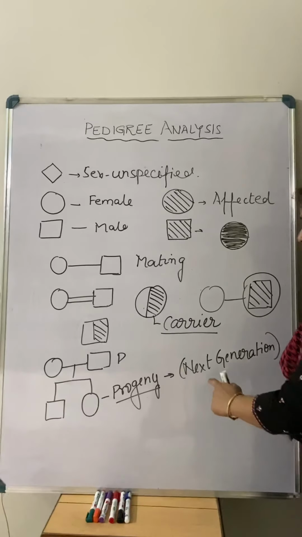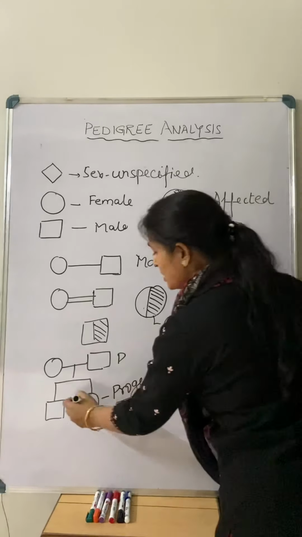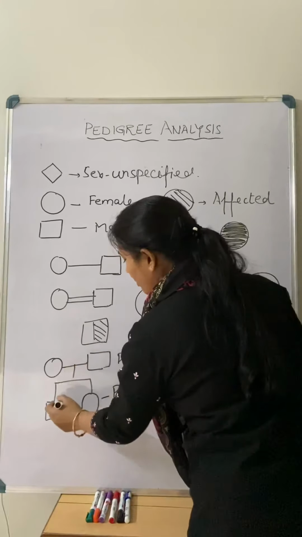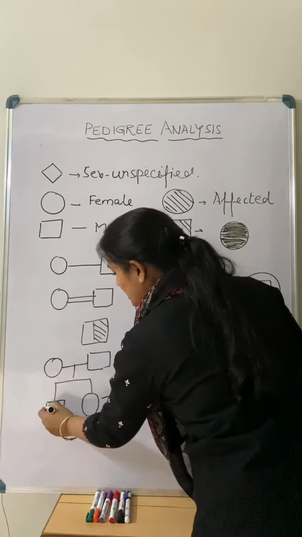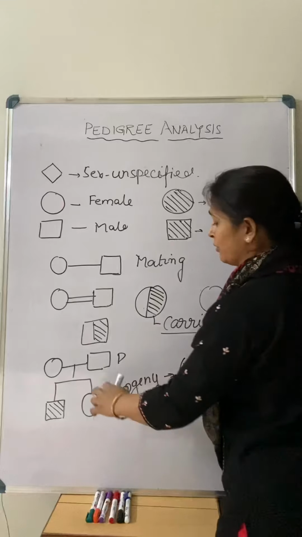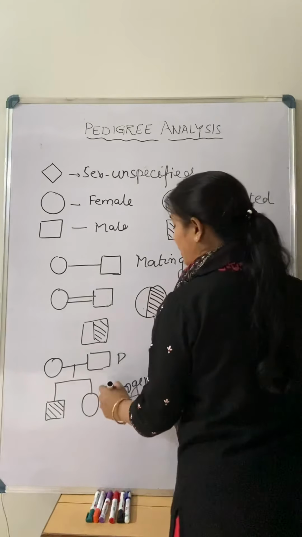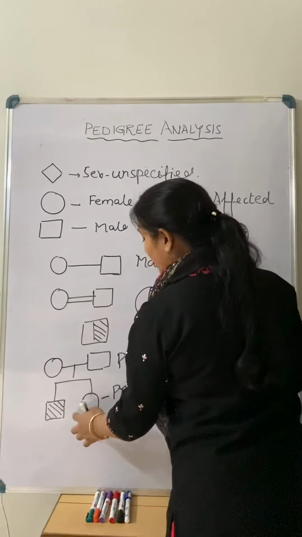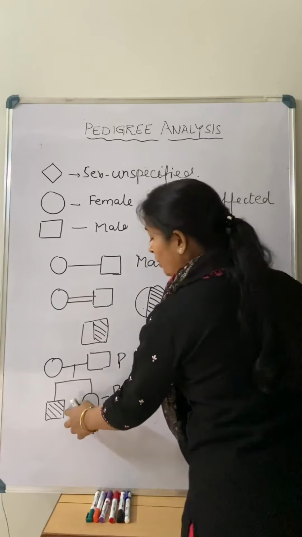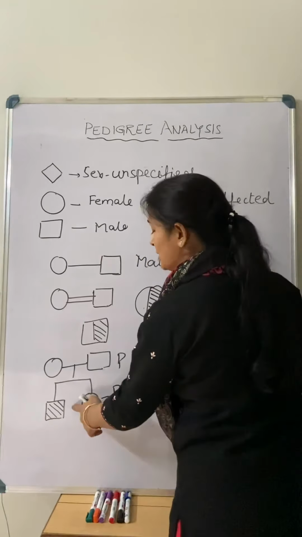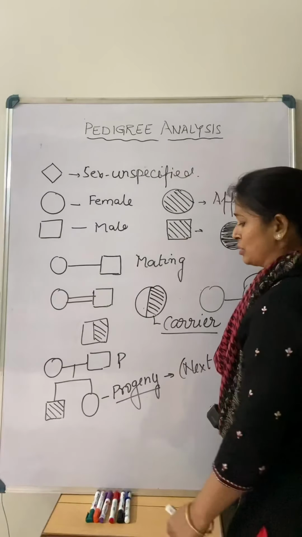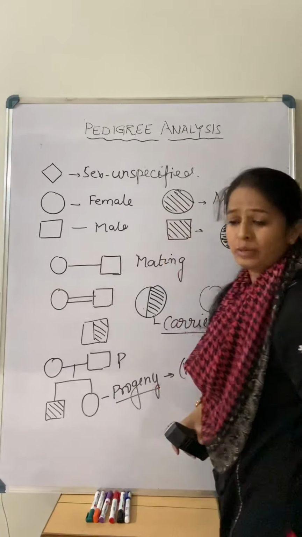Right, so these are the progeny. Now if this is male and female, and another symbol is like this way, here what will you say? You will say that the male and female are healthy, meaning the parents are healthy, but one of the progeny, or one of the males in the next generation, is affected with the disease. So this is the symbol for that also, right?